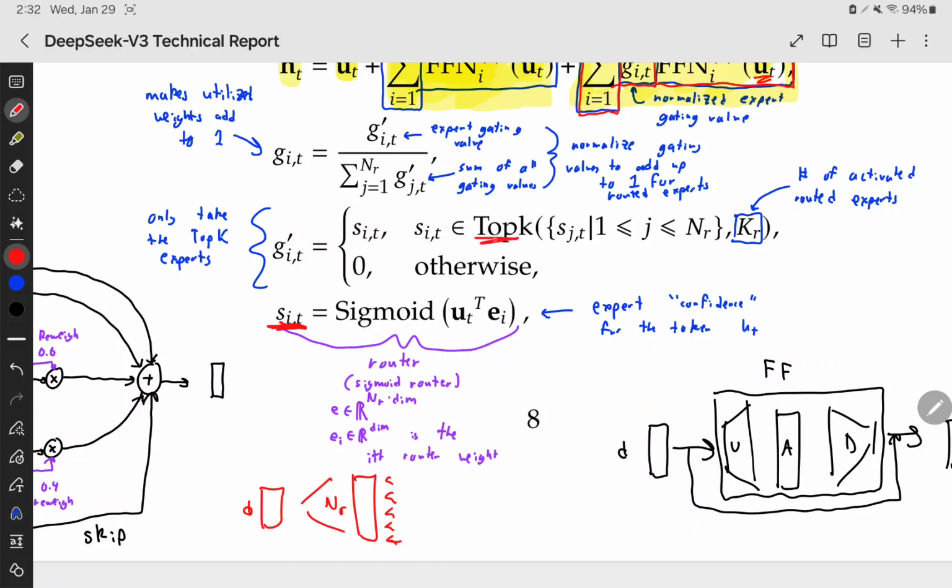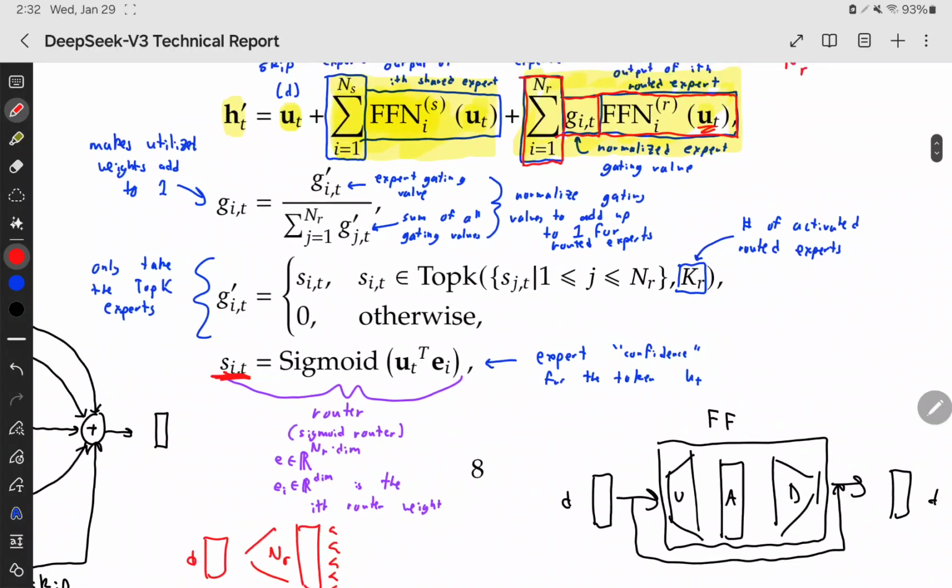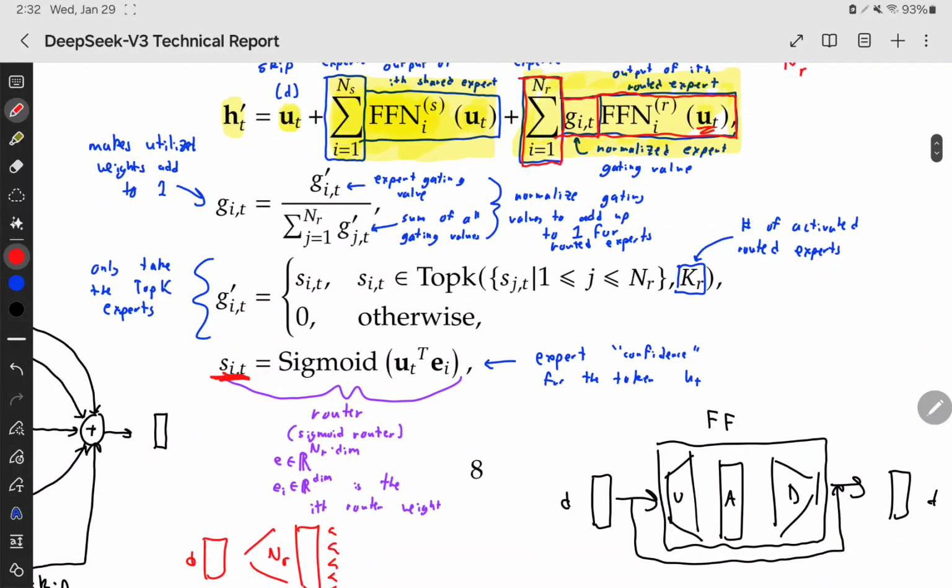So top 8. And they zero out the probability. They zero out the token or the probabilities that are not in this top 8 expert set, and they keep the value if it is in the top 8 expert set, and that's our gate output. So that's what I was saying here.